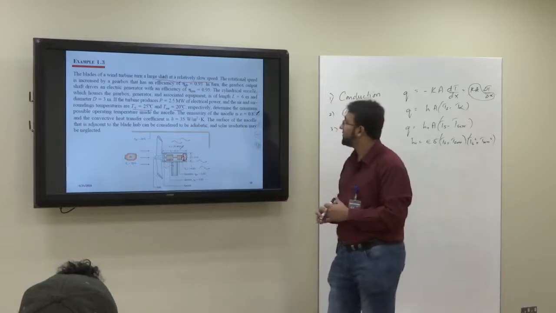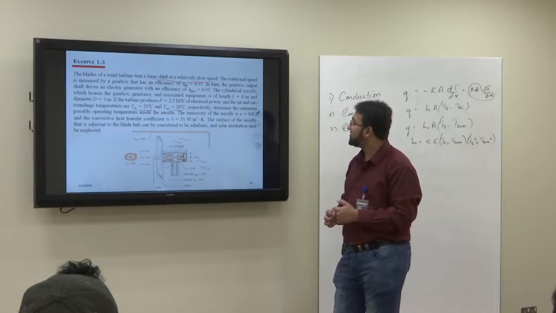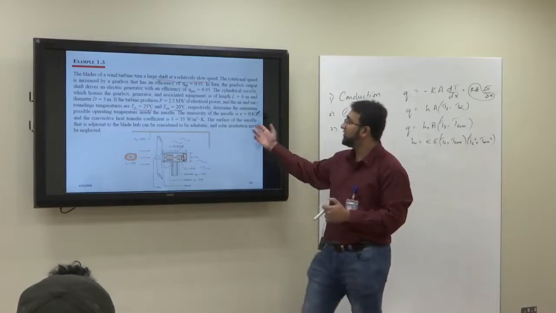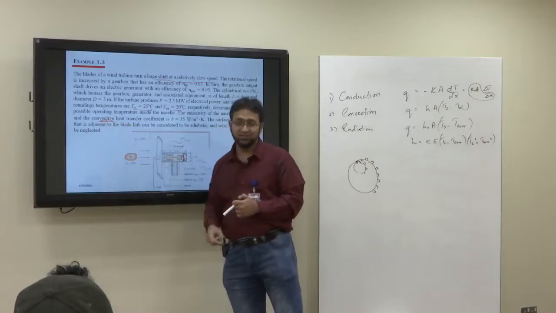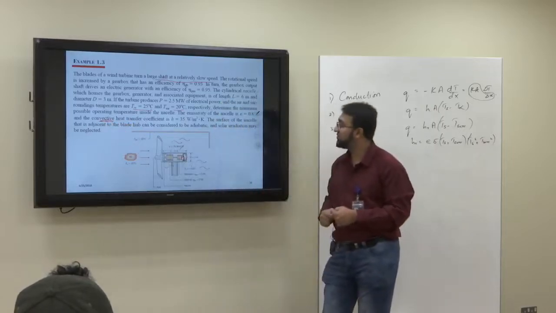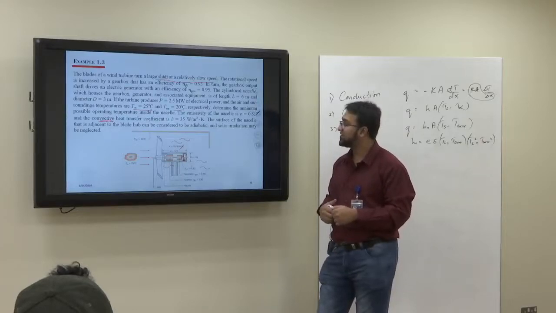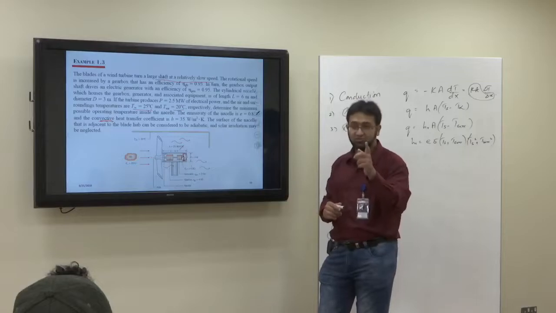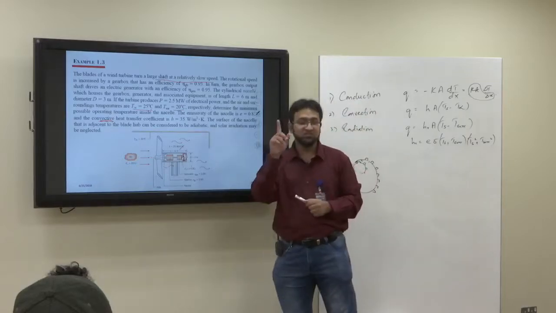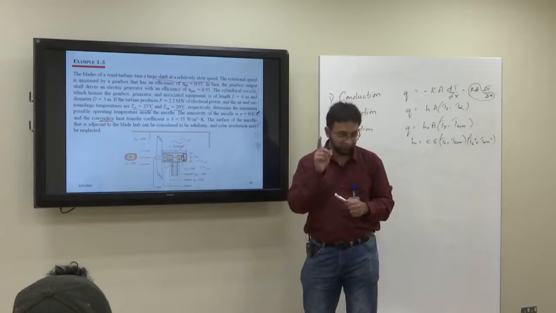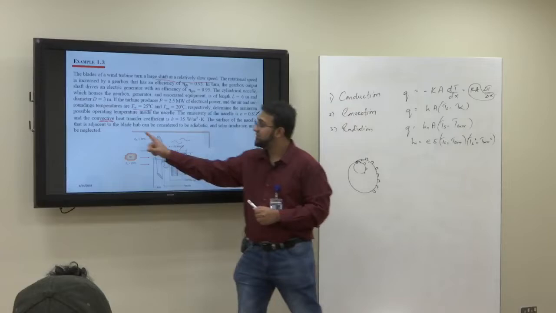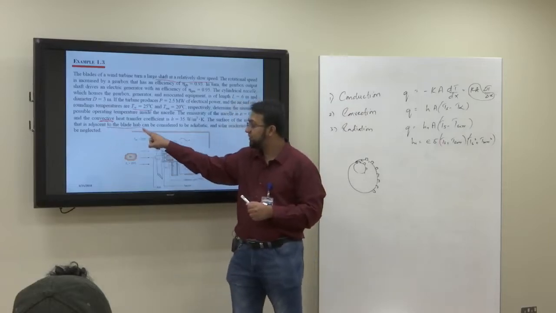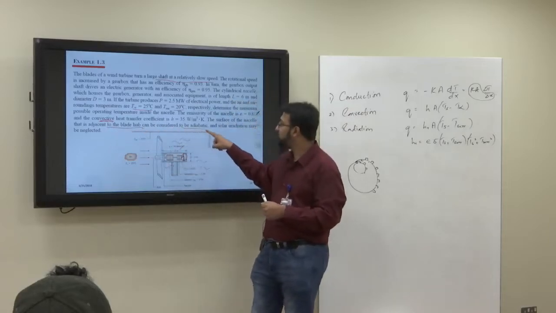The emissivity of the nacelle is epsilon 0.83, and the convective heat transfer coefficient is h 35 watt per meter square Kelvin. The surface of the nacelle that is adjacent to the blade hub can be considered to be adiabatic. This statement is very important. What does this statement tell? Read it and let me know. The surface of the nacelle that is adjacent to the blade hub can be considered to be adiabatic.